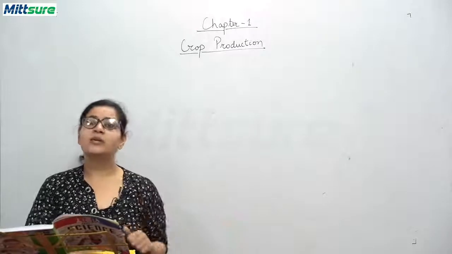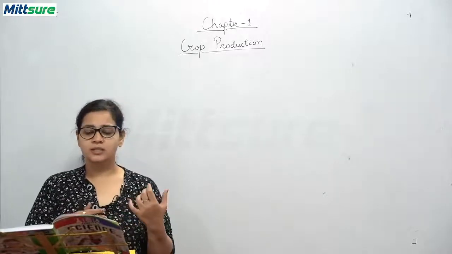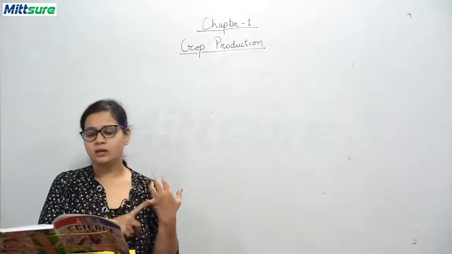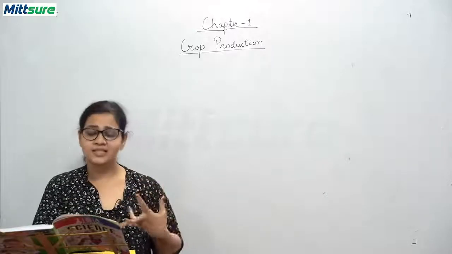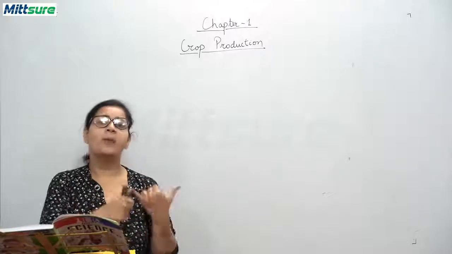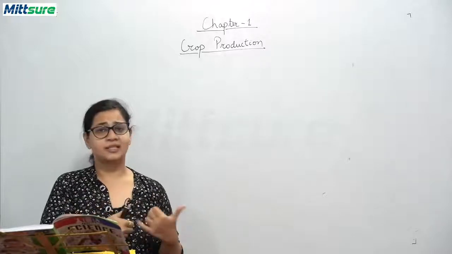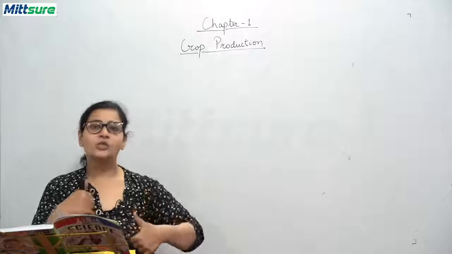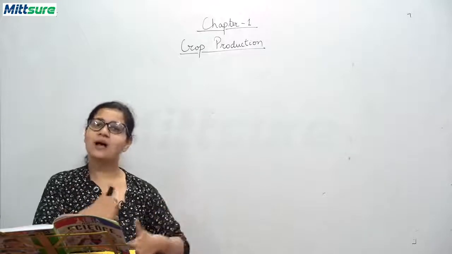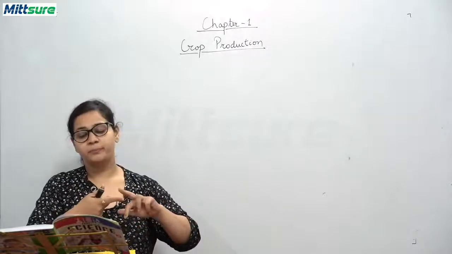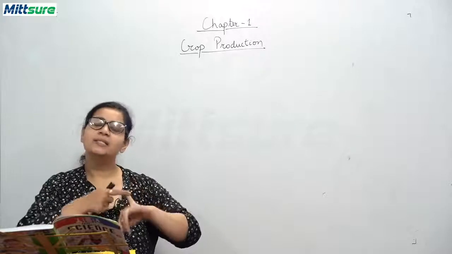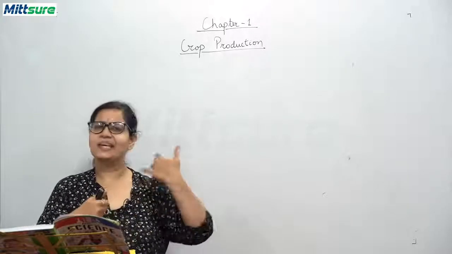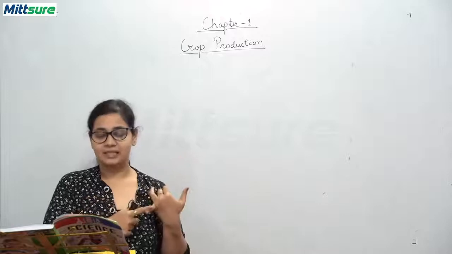Okay, now cereals. What are cereals? Cereals are wheat, rice, maize, oats, barley, bajra, jowar, etc. Okay, these are all cereals. Pulses. You all eat dals, so pulses are dals: grams, peas, soya bean, lentils, moong, etc.